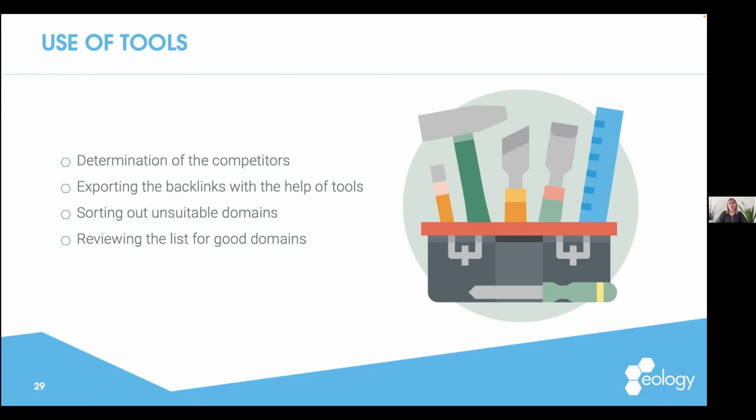So for example, for a spice guide, check spice shops, check food websites, food bloggers, all which are in the same topic. So check which websites are linking to your spice shop or whatever. So maybe they will even link to your spice guide. So that's also a pretty good source for backlinks.